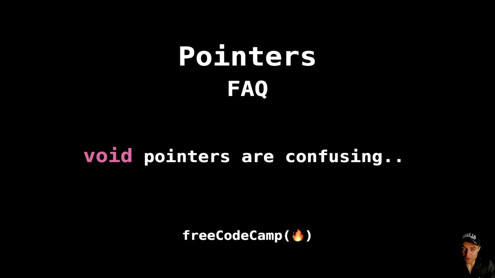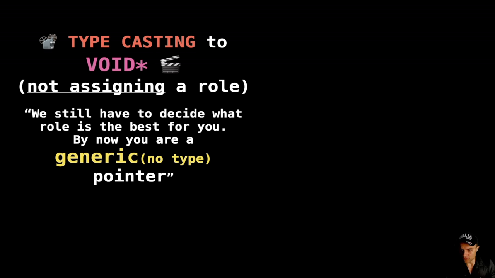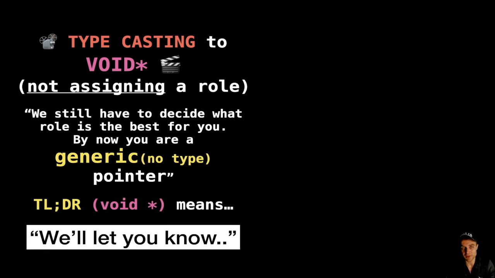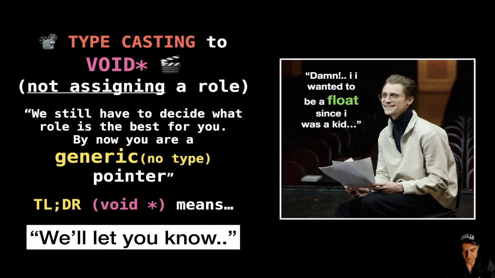Other question: void pointers are confusing. Let's dig a little bit. When I say that a pointer is a void pointer, what am I really saying? Well, I'm not assigning, if you want, a role to my pointer. I still don't know which is the best fit for this specific pointer. So we can say that void is a generic pointer. You should definitely change the word void to generic in your mind. When you see void, just keep in mind that this is a generic pointer. So TLDR, void star, void pointer means we will let you know, right? That's what happens with actors when we don't know which is the best role for them. You can keep this parallel in your mind, it's pretty useful.